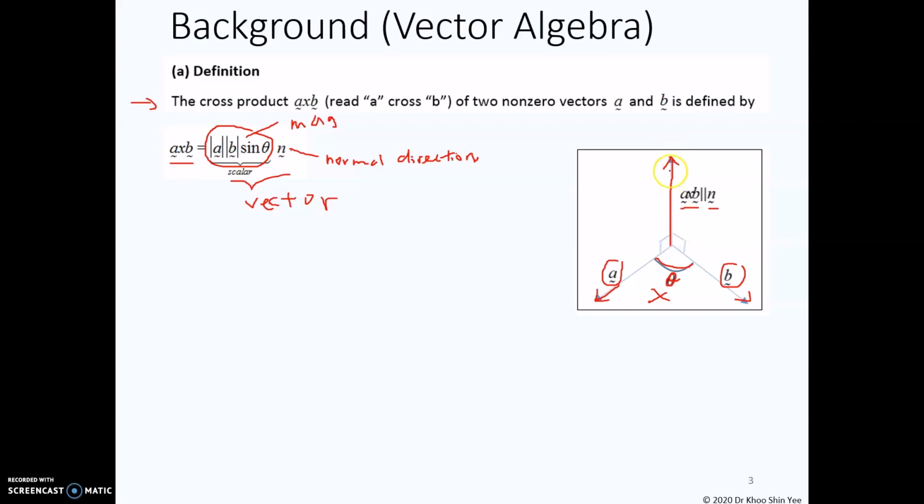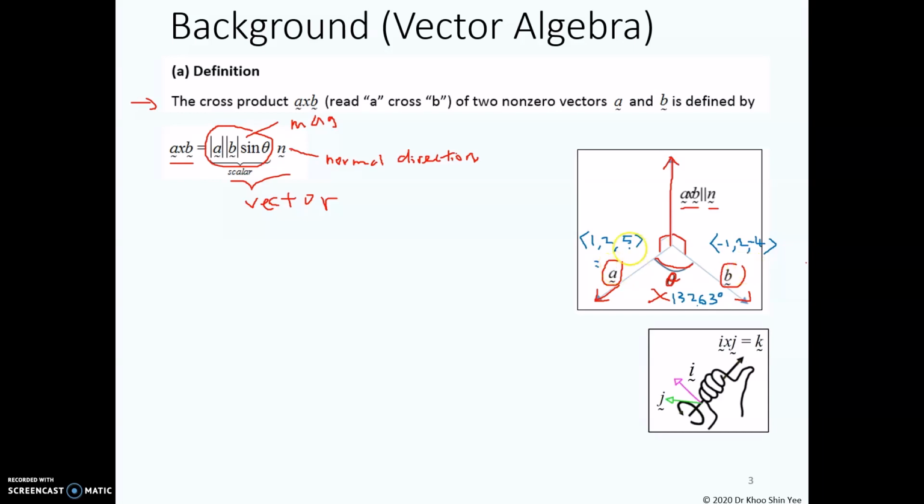So you see the result of the A cross B is 90 degrees away from the A vector and 90 degrees away from the B vector. Previously we have vector AB to be this, and the angle between them is found to be 132.63 degrees. If you want to know the normal direction to these two vectors, then you can perform the cross product. Cross product can be found by using this determinant formula.